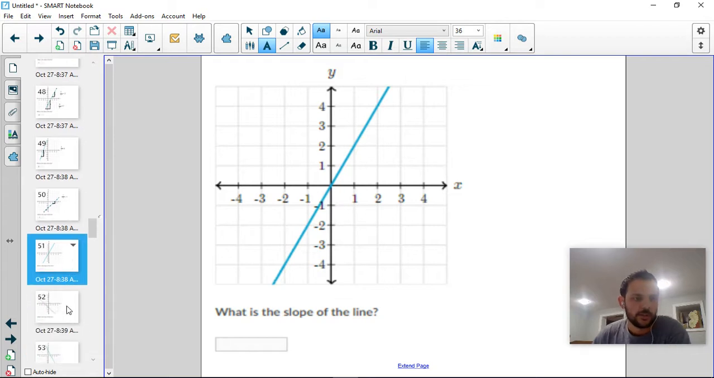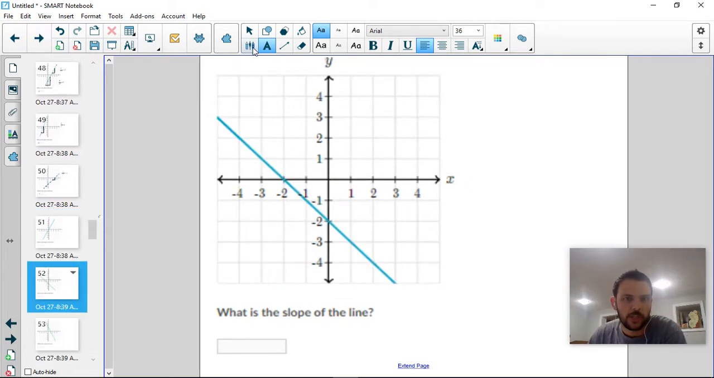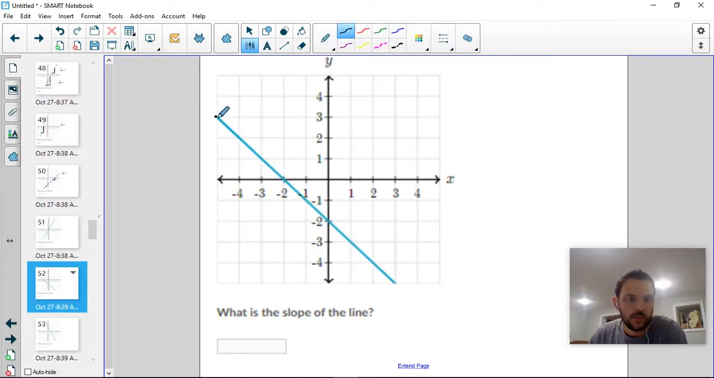I don't want to do that one. I'm going to skip that one. I'm going to go to one of these because this one's a little bit different now. You'll notice this line's going a different way. I still have all these points I can use.